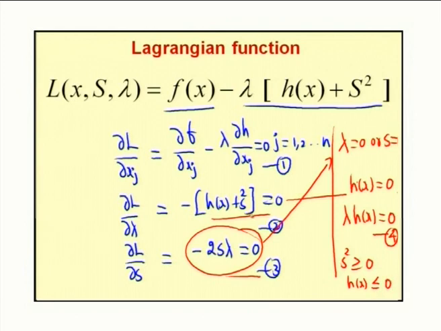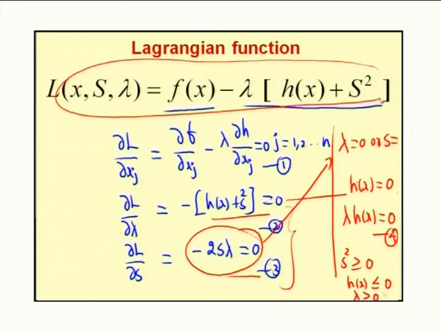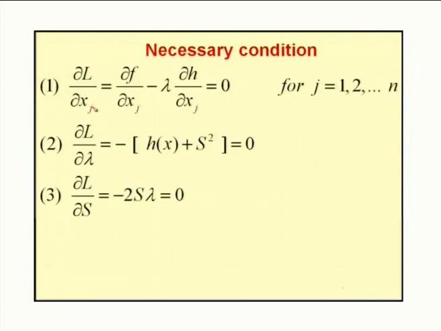So, from these 3 conditions, we will get the condition as ∂L/∂x_j equal to ∂f/∂x_j minus lambda into ∂h/∂x_j, and from equation 2 and 3, we have lambda into h of x equal to 0 and h of x less than or equal to 0. Of course, we know very well that lambda is greater than or equal to 0. So, from the Lagrangian function, the necessary condition for identifying the stationary point is ∂L/∂x_j equal to ∂f/∂x_j minus lambda into ∂h/∂x_j equal to 0, and ∂L/∂lambda equal to minus of h of x plus s squared equal to 0, and ∂L/∂s equal to minus 2 s lambda equal to 0.